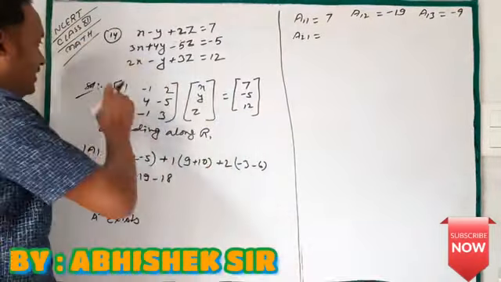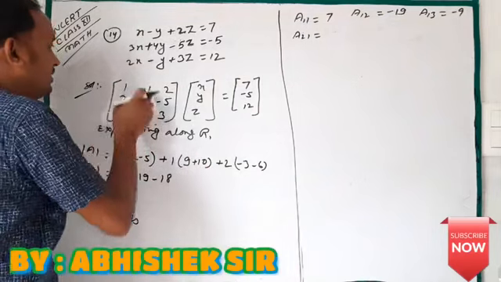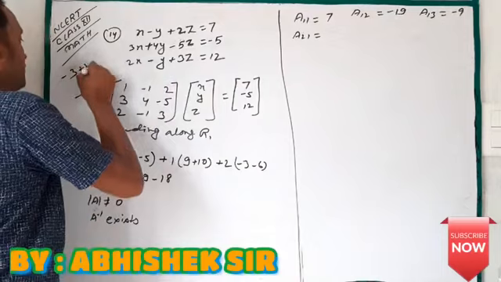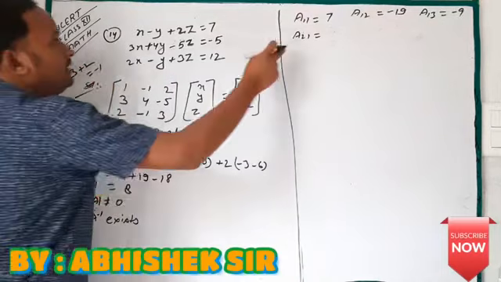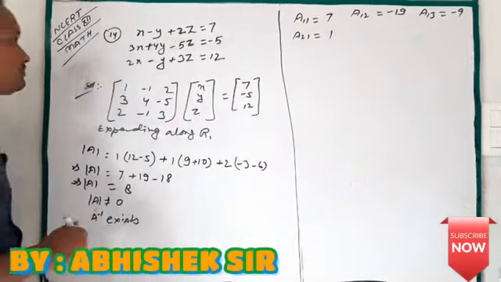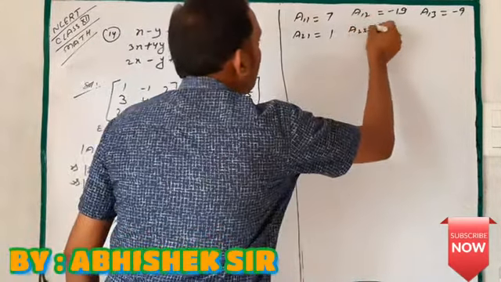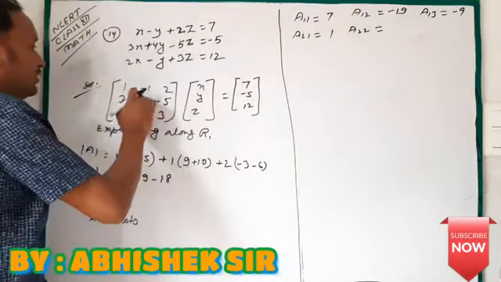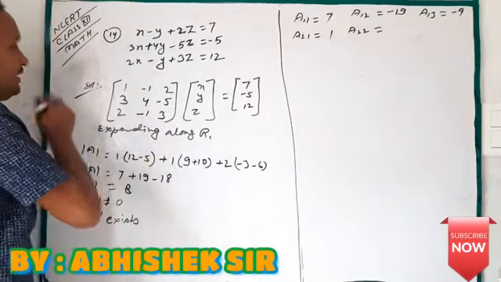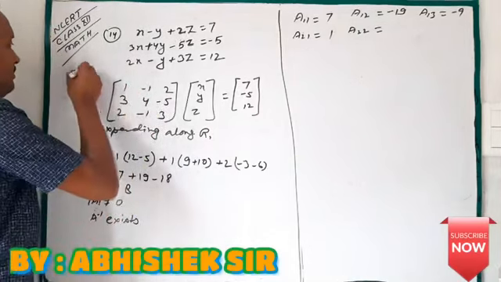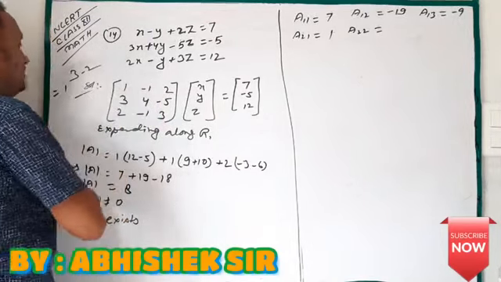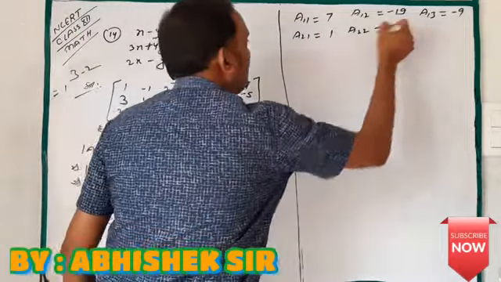A21. What is A21? Second row, first column. Minus 3, plus 2, minus 1. Negative place, plus 1. A22. What is our A22? Second row, second column. 3, minus 2. 3 1 is 3. Minus 2, 1 1.